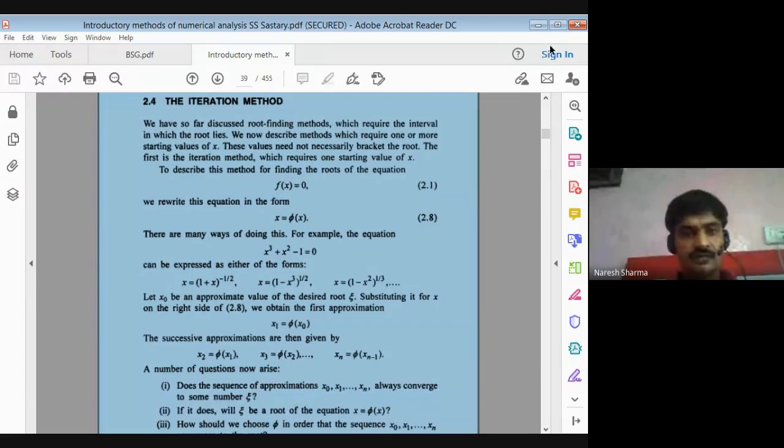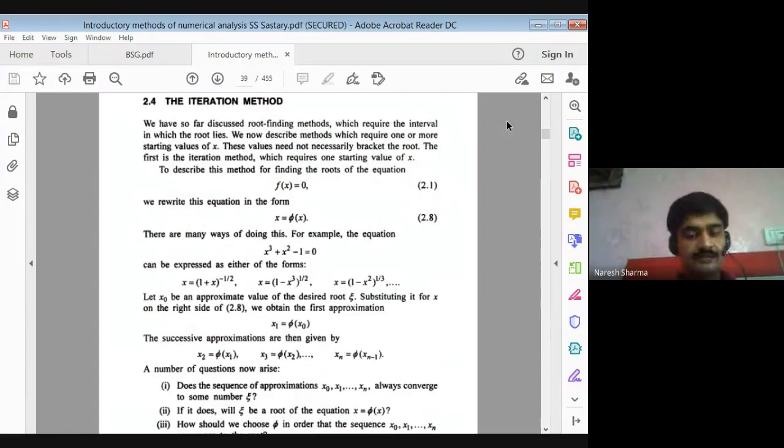So today's topic is the iteration method, which is also called the fixed point method. In this also we find the root of an equation, and it is not necessary to choose a bracket or interval for the roots first. You can directly start from any value of x, but it is always better to choose an interval and then choose any value between that interval.